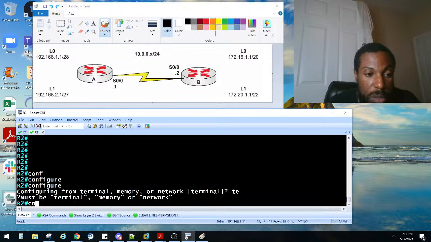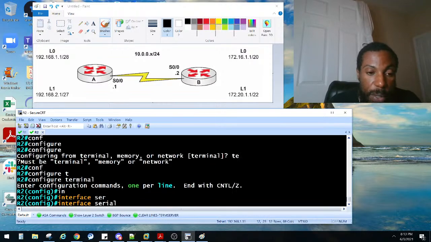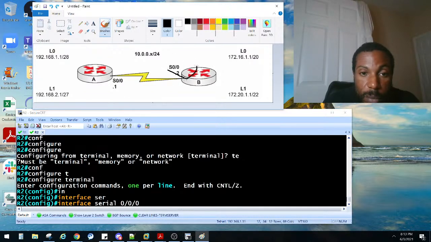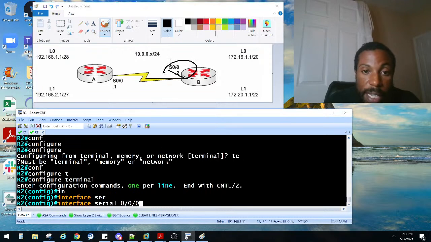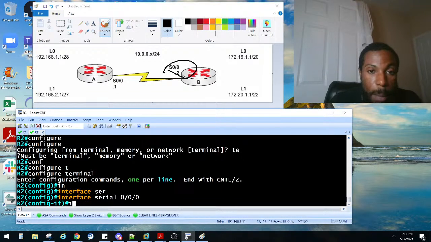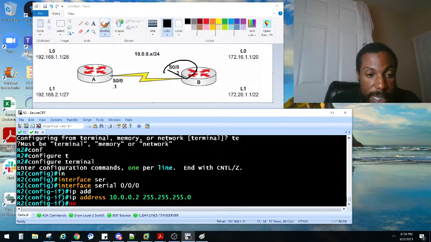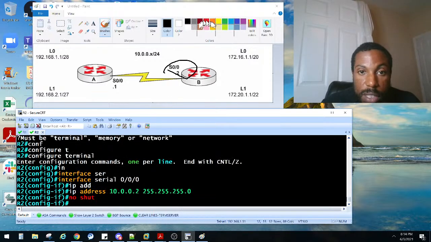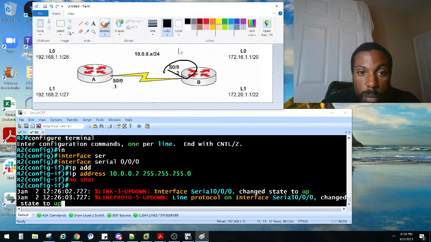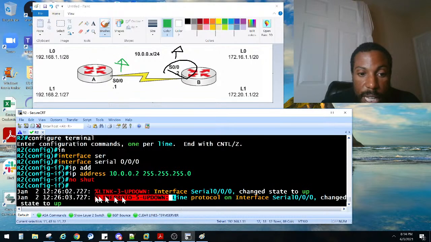Go to global config mode, interface serial 0/0/0, right? Remember, your interfaces might be different. Mine is serial 0/0/0, even though his says serial 0/0. IP address of 10.0.0.2, subnet mask of /24. Anybody got any questions or anything like that? Let me know. Now that one is coming up, right? It should come up, and then theoretically the other one should come up as well now, right? See, it went from up, and then it says line protocol up, down is now up, right?